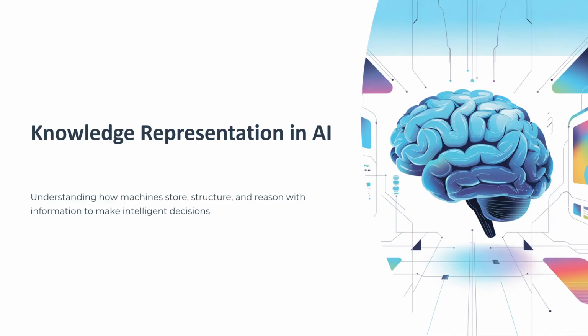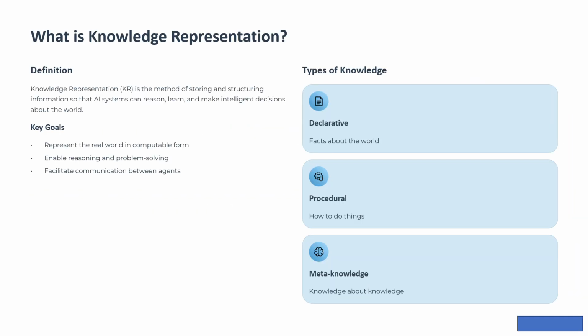Understanding knowledge representation is essential if you want to build systems that move beyond simple pattern matching to real reasoning and understanding. In today's era, each and every intelligent system uses knowledge representation. Let's begin with the basics.